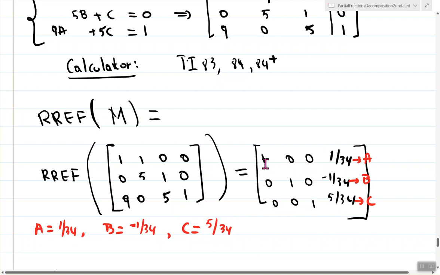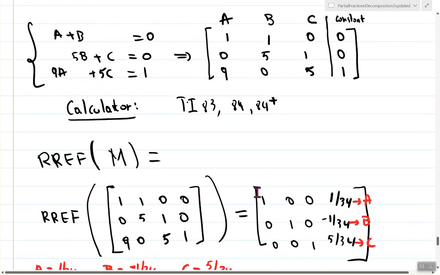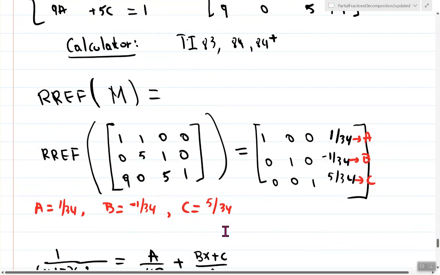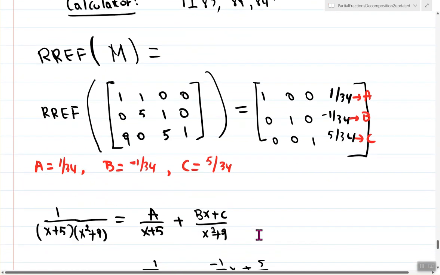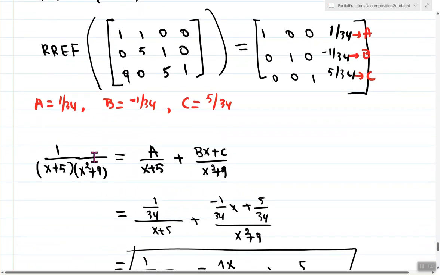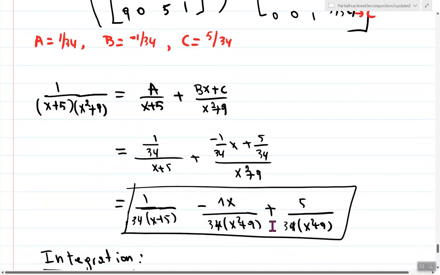This matrix here, what you see here with the 1s on the diagonal, we call the identity matrix of a 3 by 3 matrix. The solutions a, b, c are given here in the last column. It depends how you set it up. If this is a, b, c, you set it up this way, then your first answer is going to be a, the second one b, and then the last one c. So we get our constants: a is 1 over 34, b is negative 1 over 34, and c is 5 over 34. So we go back to the partial fraction decomposition, we plug in a, b, and c, and we get our partial fraction decomposition of this rational function.